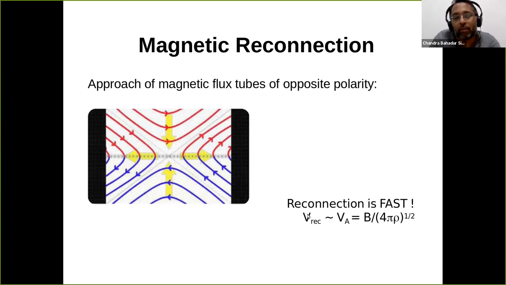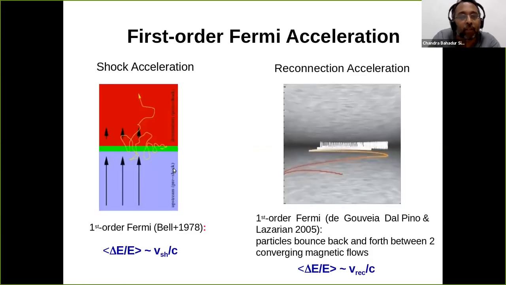In observations, it is usually found that this reconnection has to be fast. Mainly what I mean is that the velocity of reconnection, the velocity with which the magnetic field lines approach each other, should be of the order of the Alfven speed. So how to make it fast? If you think of shock acceleration, there can be a velocity discontinuity, or a jump in velocity, and there the particles can get accelerated, and the gain in energy can be of first order in the shock velocity.